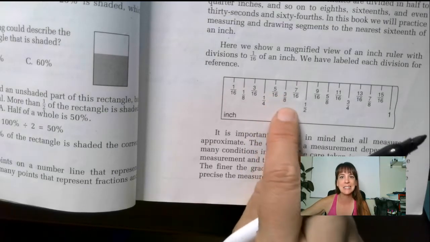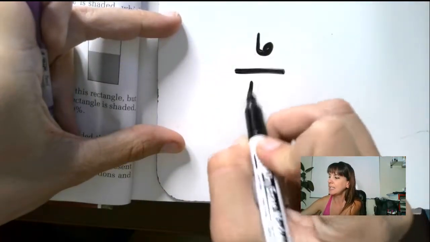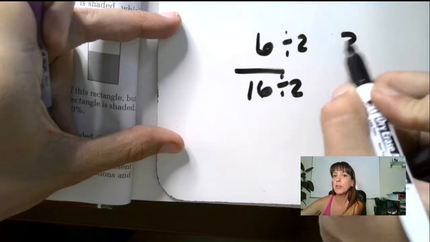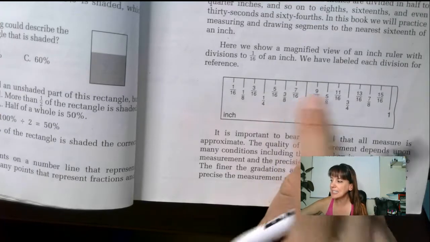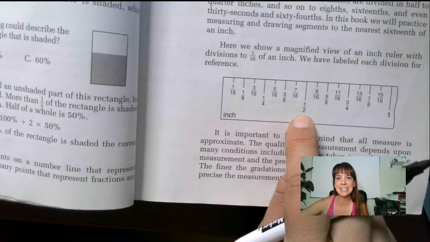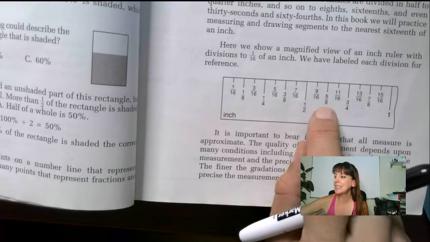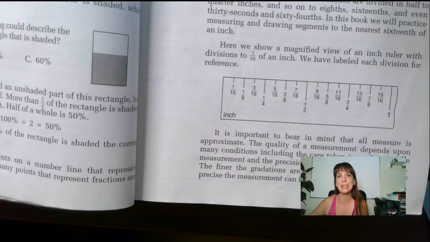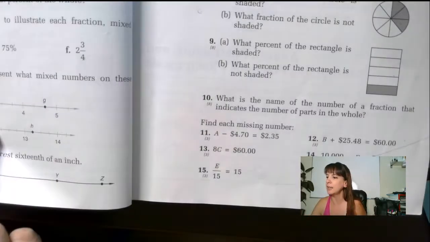4/16, 5/16, 6/16, that reduces down. 6/16, those are both even numbers, so we can divide them by 2. We wind up with 3/8, and that's what this is. And 7/16, and then 8/16, and 8 is half of 16, so that's half, right? 9/16, 10/16, which reduces down to 5/8. 11, 12. So hopefully that's all making sense here, okay? And sure enough, if we've got this, let's take a look at this.